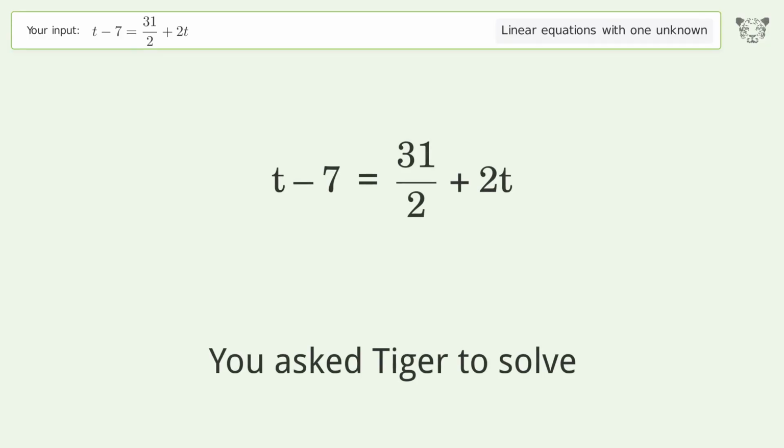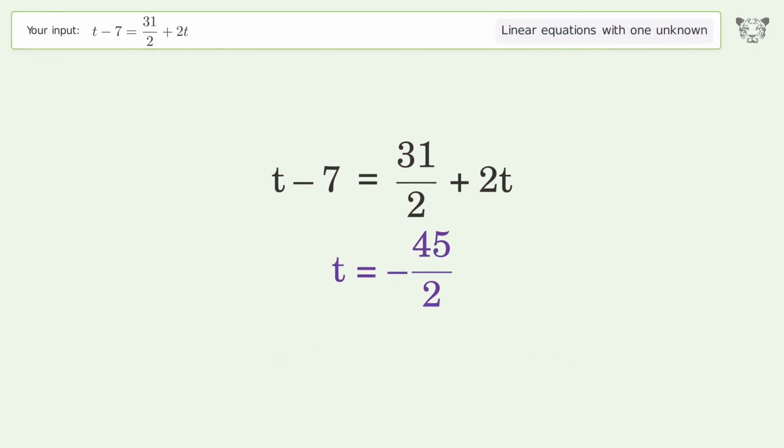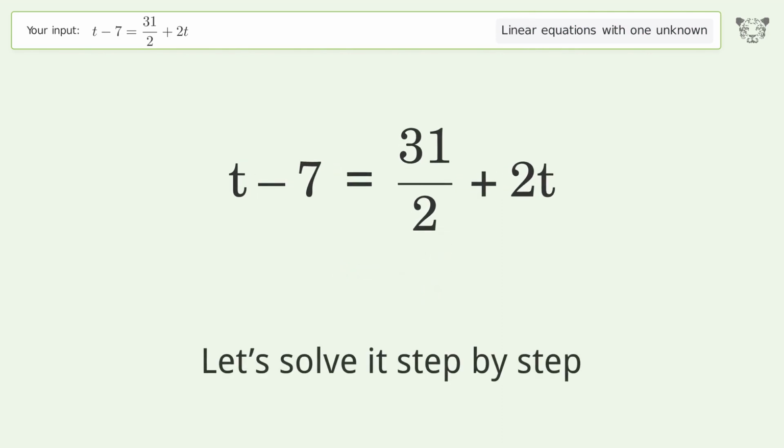You ask Tiger to solve this. This deals with linear equations with one unknown. The final result is t equals -45/2. Let's solve it step by step.